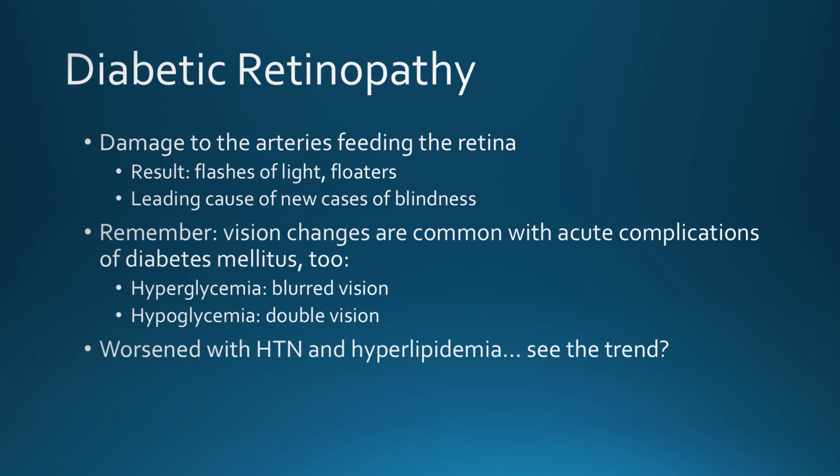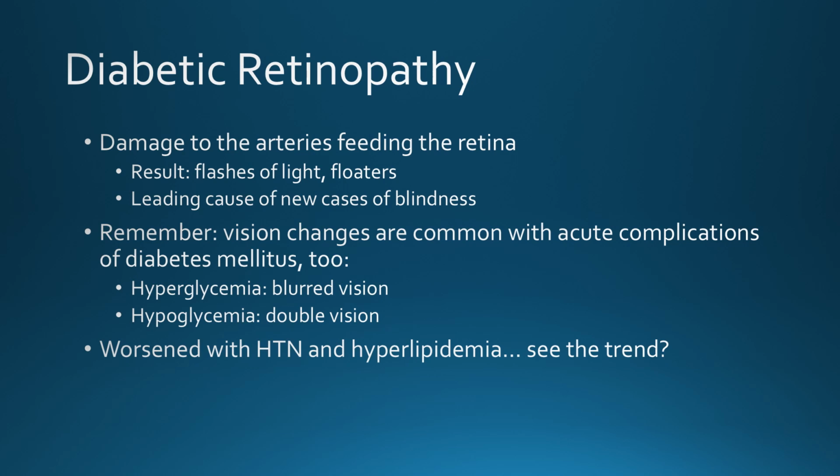All right, and then we have diabetic retinopathy. Again, this results from damage to the arteries that feed the retina, so that supply the retina with blood and oxygen. The result of this is going to be blurred vision. We can have flashes of lights, floaters, but just abnormalities in vision or a change in visual acuity. This is the leading cause of new cases of blindness.